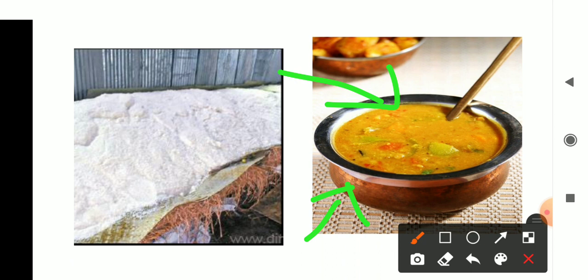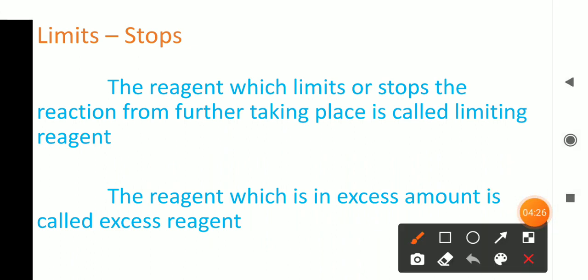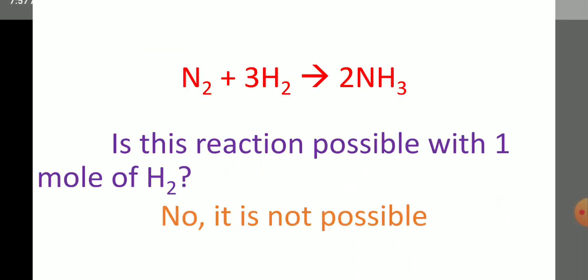What we have seen here is limiting reagents. So what are called limiting reagents? The reagent which stops the reaction from further taking place is called the limiting reagent. It's given here: the reagent which limits or stops the reaction from further taking place is called the limiting reagent. Because of the shortage of this particular reagent, the reaction will not take place further, and so the reagent is called the limiting reagent. Okay, then what can be an excess reagent? Again, come to the example of this.